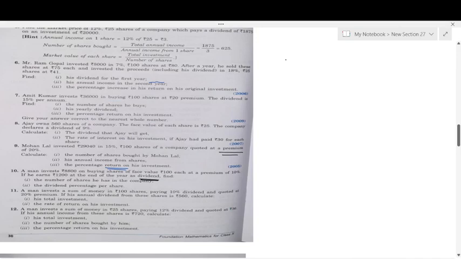How many shares? Rupees 100 share is given. What is that rupees 100 share? Nominal value is how much? Rupees 100. Paying 10% dividend. What is the rate of dividend? Rate of dividend is 10%. And what is given, students? And quoted at 20% premium. Adya, what do you mean by that? Quoted at 20% premium. How do you find market value?